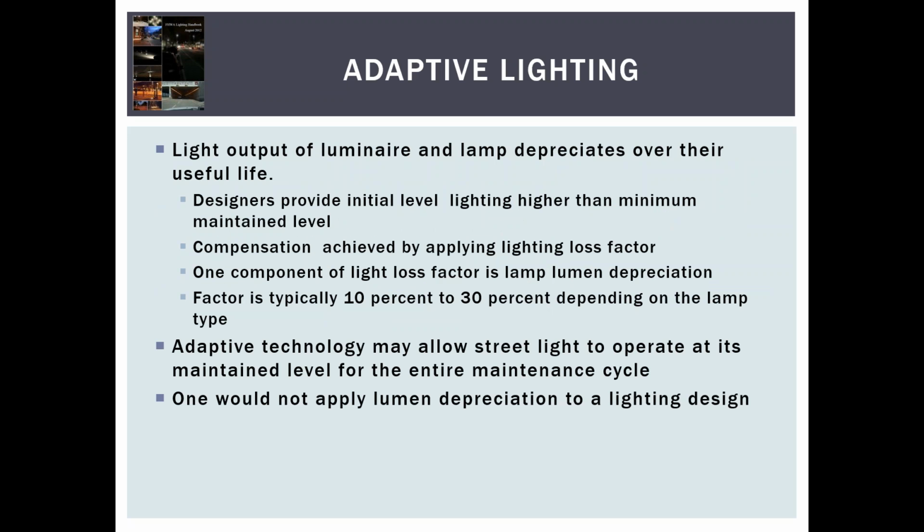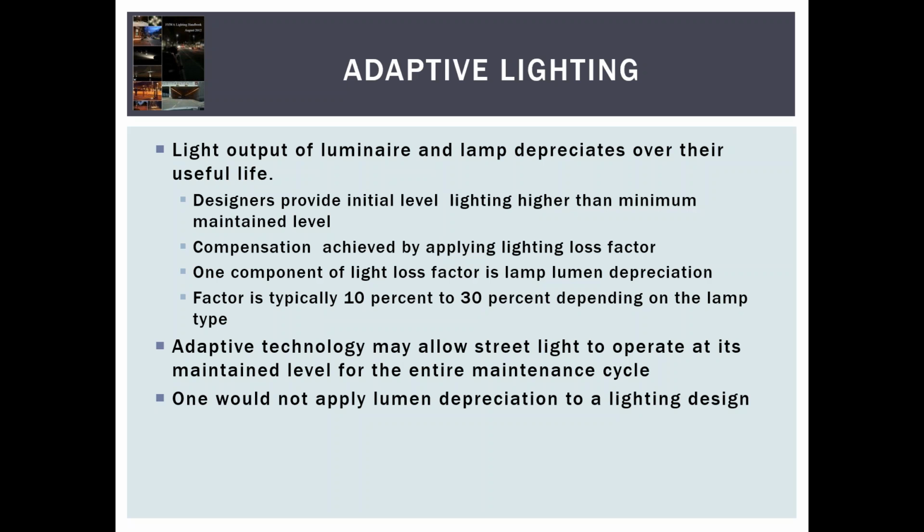Typically, the light output of a luminaire and lamp depreciates over the useful life, so designers should provide an initial level of lighting higher than the minimum maintained level. This compensation is achieved by applying a lighting loss factor to a lighting design. One of the components of the lighting loss factor is lamp lumen depreciation, which is defined based on the lamp supplier's published curves at the anticipated end of the lamp life. This factor is typically 10 to 30% depending on the type of lamp.